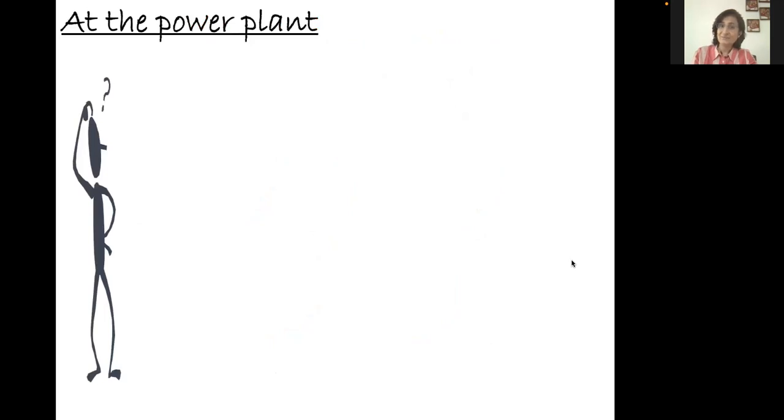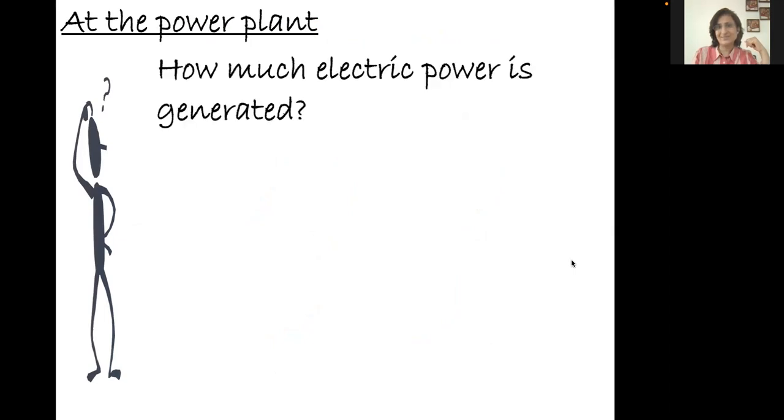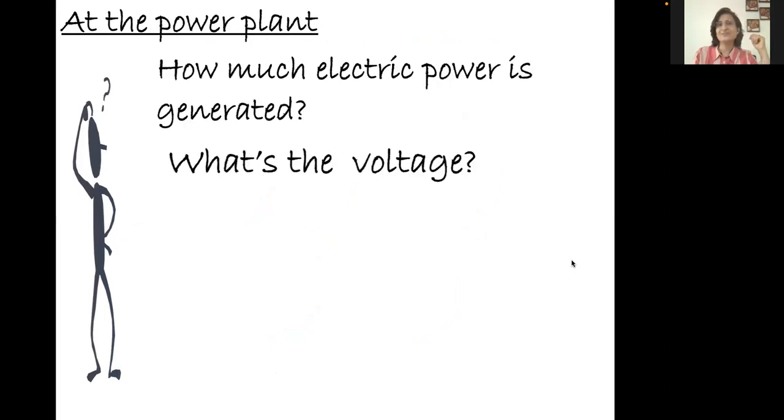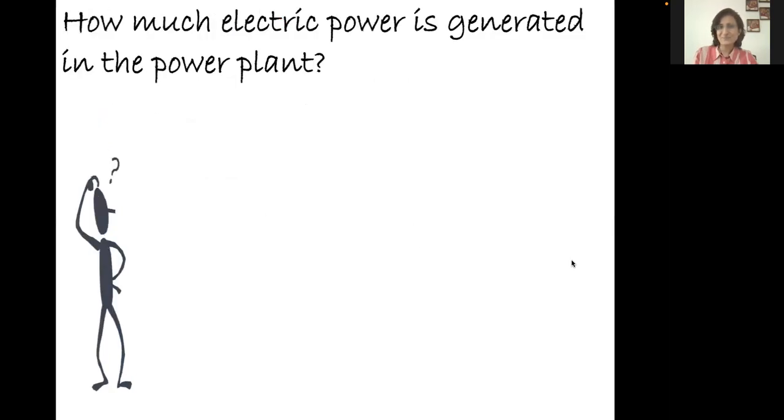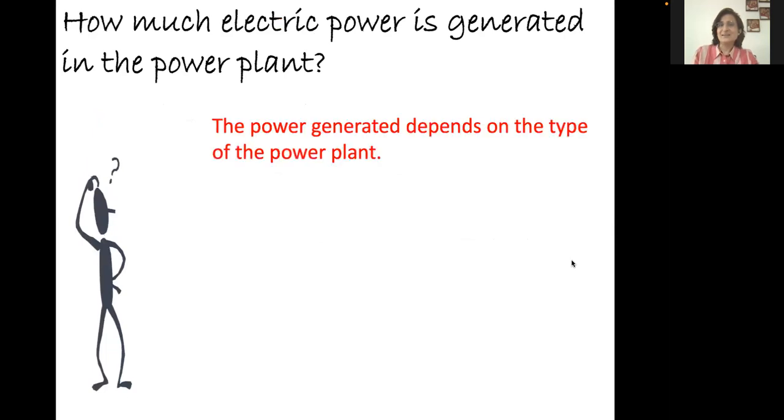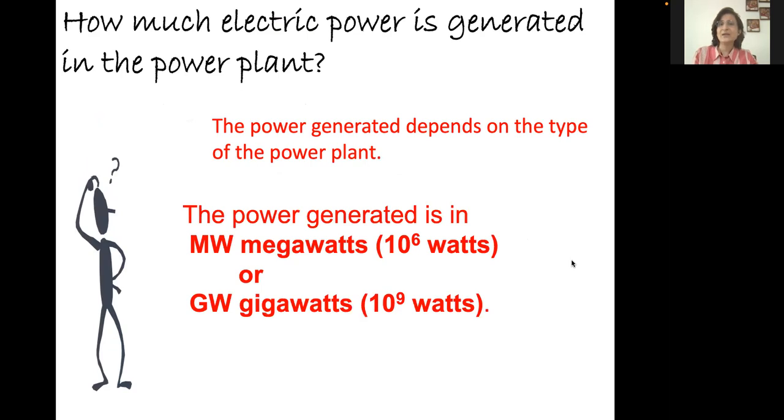Well, I can figure out that you have more questions about the power plant: how much power is generated, what's the voltage, and whether it is alternating or direct. Let's take it up one at a time. This electric power which is generated, as we saw, there were varieties of power plants. It depends upon the type of the power plant, the size of the power plant. But generally, it is generated in megawatts and gigawatts.